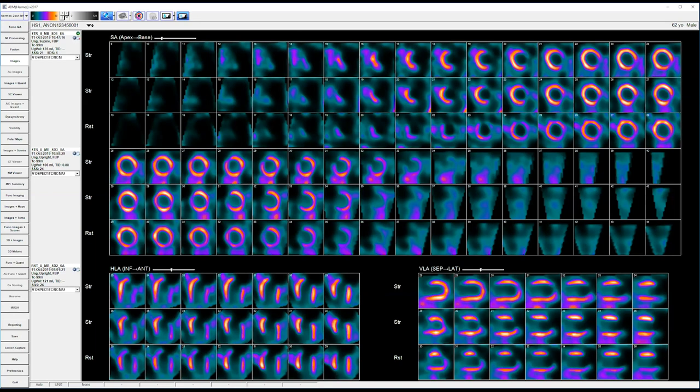So again, a medium size defect of severe intensity in the distal LAD distribution. However, an important point is that the septum is not involved. If you are thinking of an LAD, that would involve the distal septum, and the apex here is spared. So that's when you start thinking about a diagonal vessel in there.